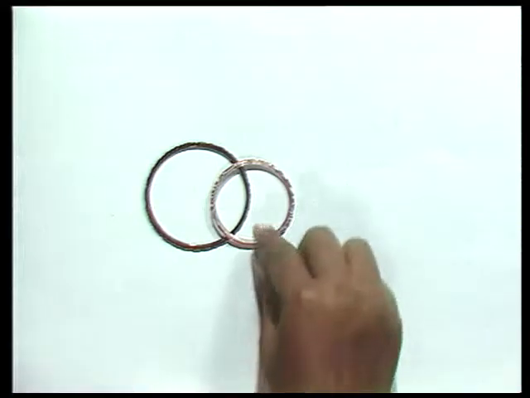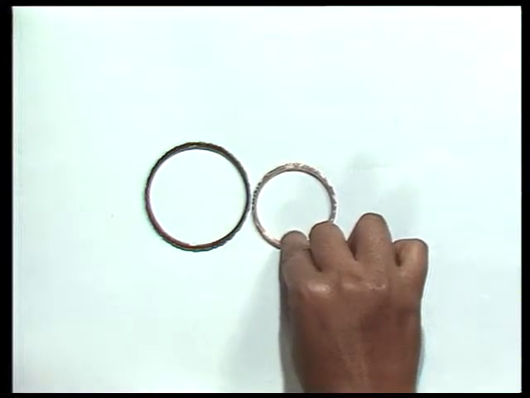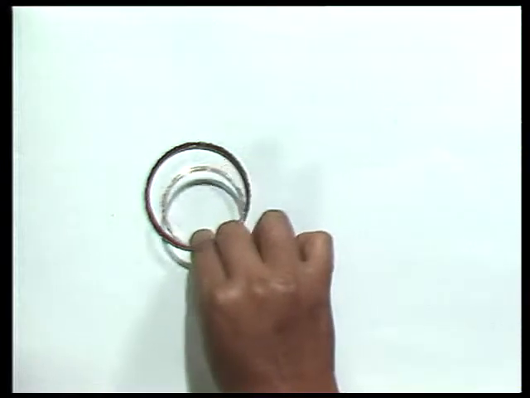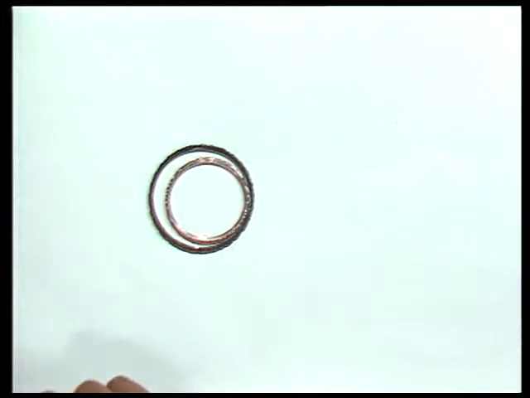And what are the possibilities for a pair of circles in a plane? Similarly, ma'am, the two circles may intersect each other or they may be touching each other or the two circles may be non-intersecting.